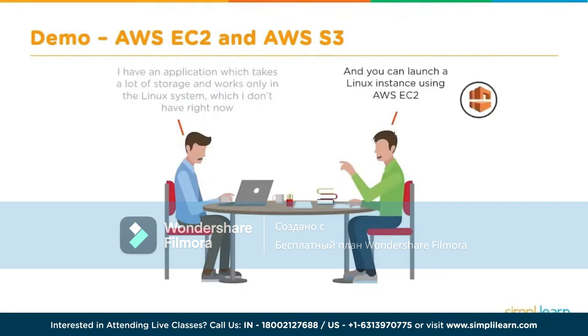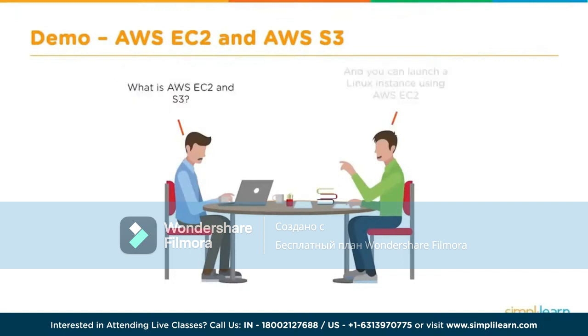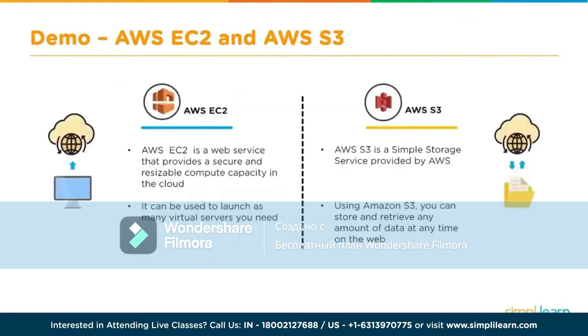And then the curious conversation builds up, and the first person wants to know what is EC2 and S3. And the second guy starts to explain that AWS EC2 is a web service that provides a secure and resizable compute capacity in the cloud. And EC2 can also be used to launch as many virtual servers as we need. And about S3, he explains AWS S3 is a simple storage service provided by AWS. Using Amazon S3, we can store and retrieve any amount of data at any time on the web.